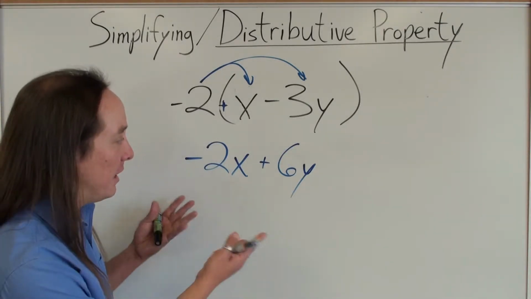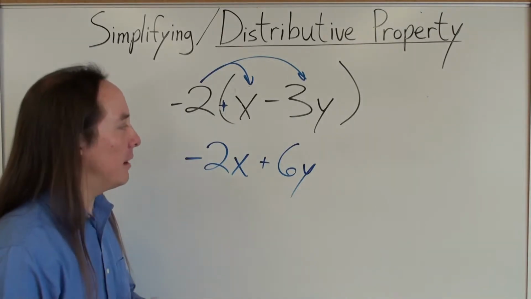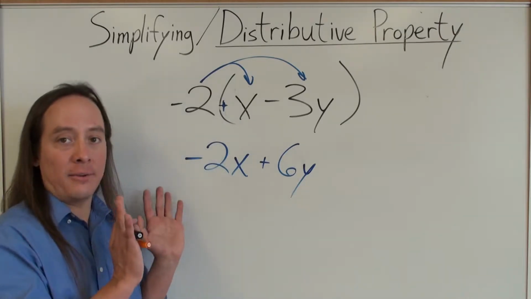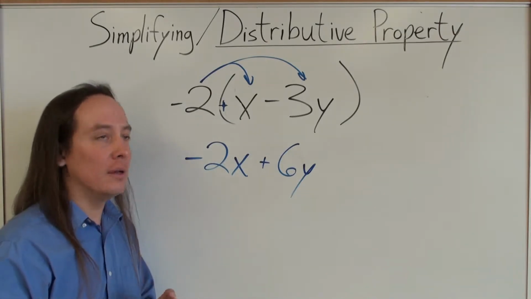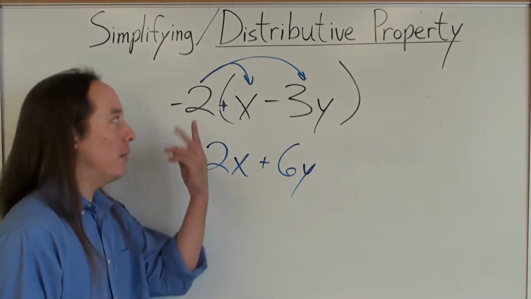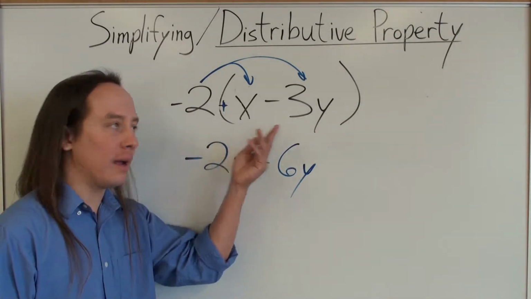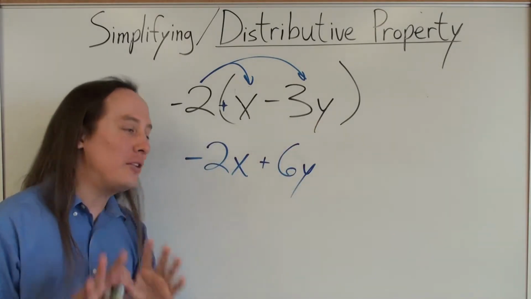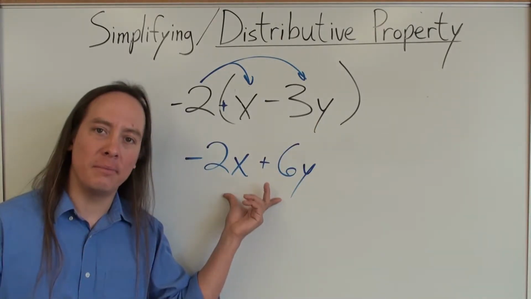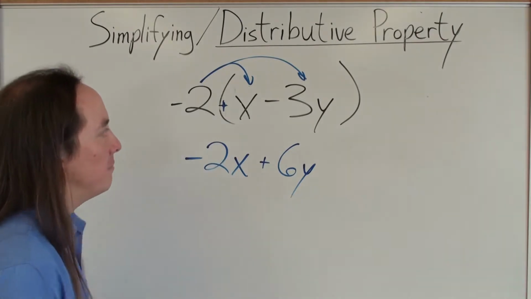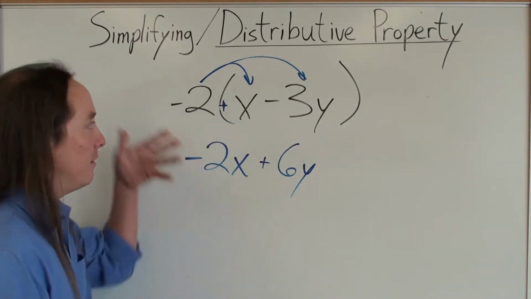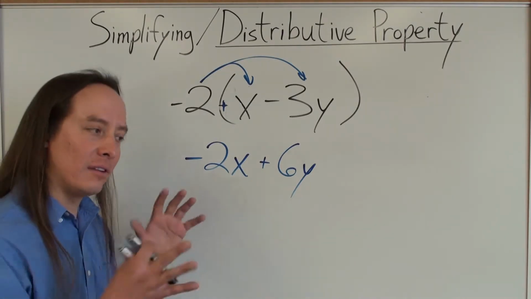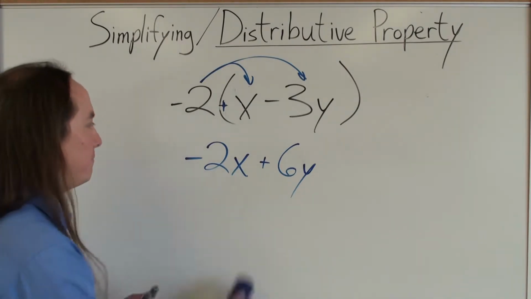All right, and that would be basically it. That's all I can do, because I don't know the value of x and I don't know the value of y. As far as simplifying goes, that's all I can do. We took it from 3 terms, a minus 2, a positive x, and a minus 3y, and we simplified it to 2 terms. Okay? Basically what we're saying is all of this is the same as this. It's just a little bit more simplified. Let's do another one.